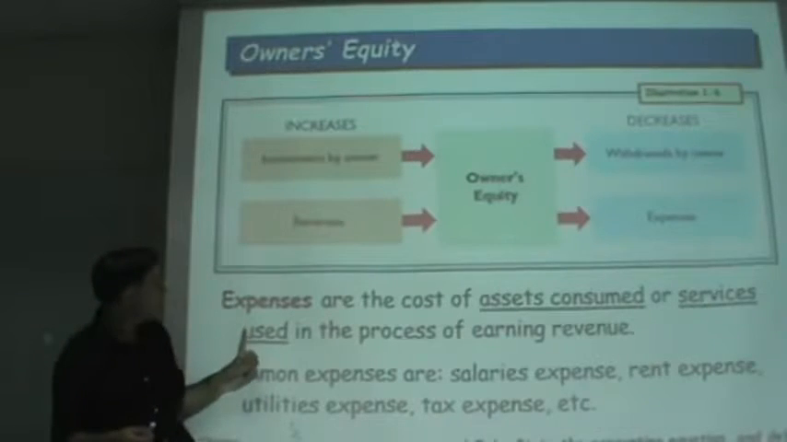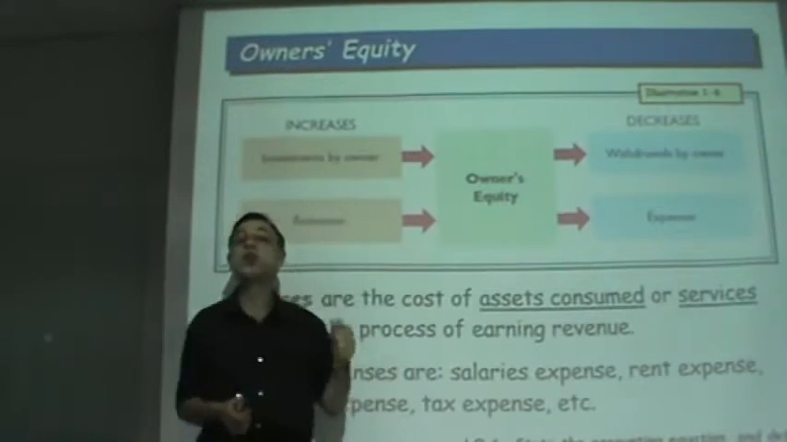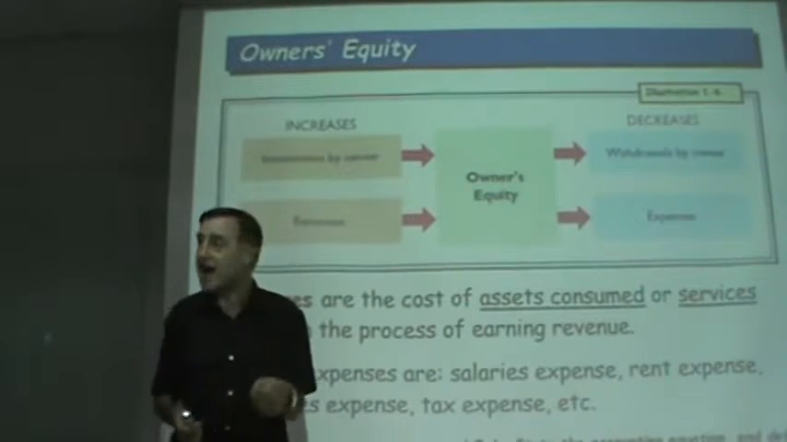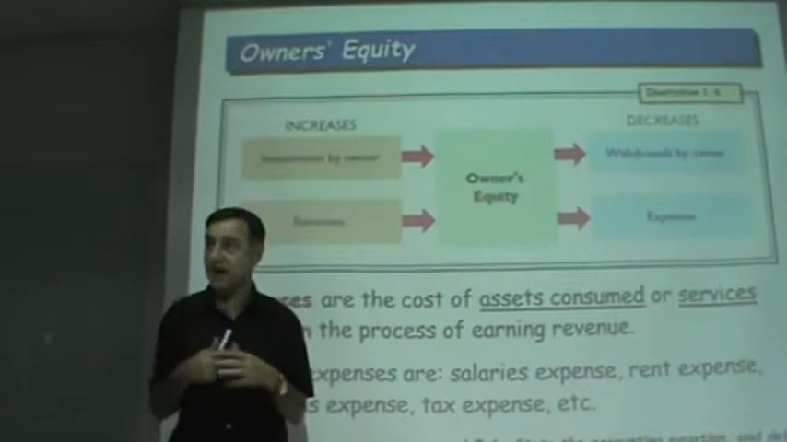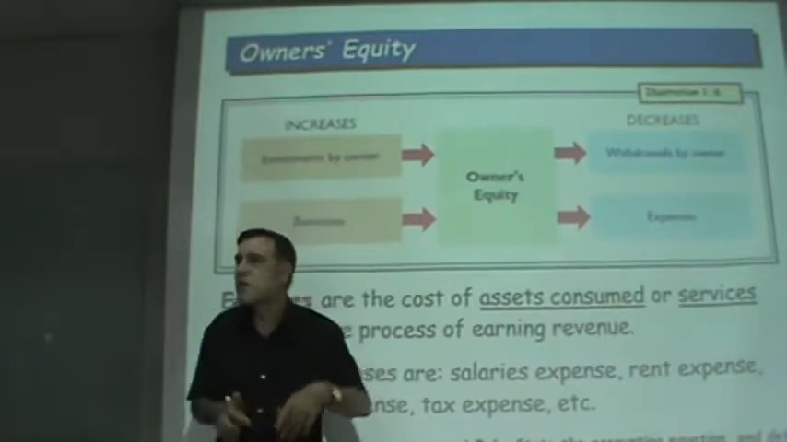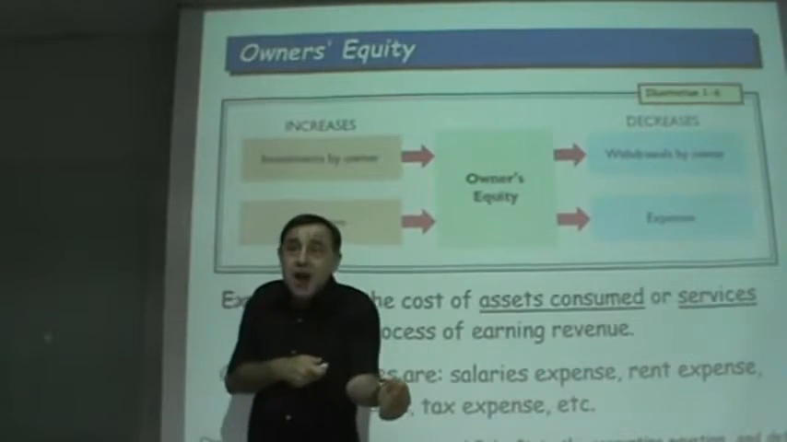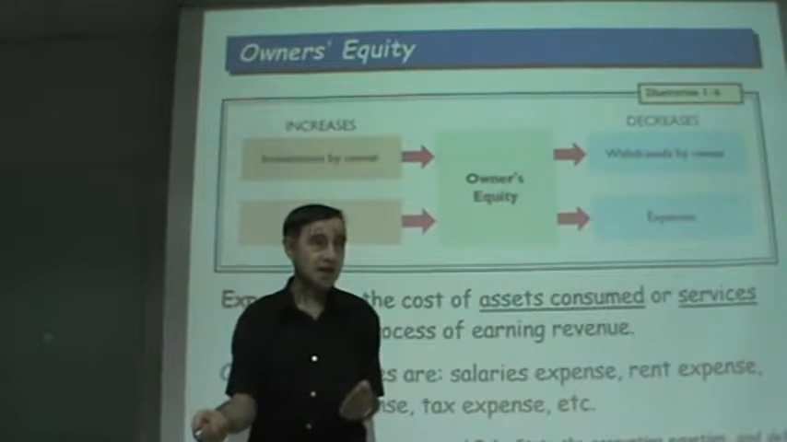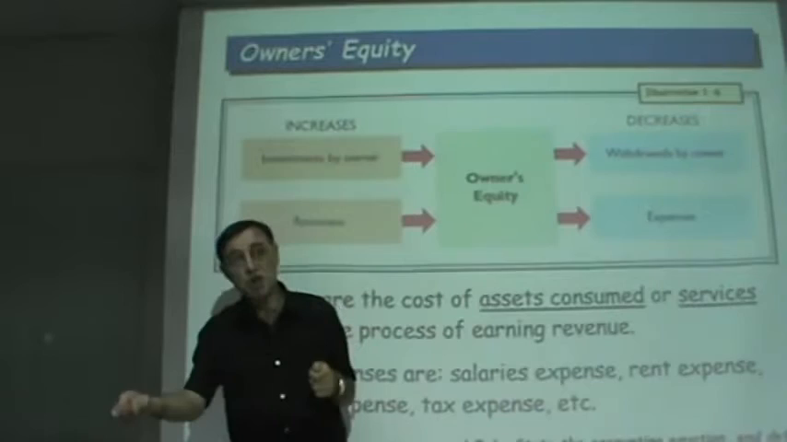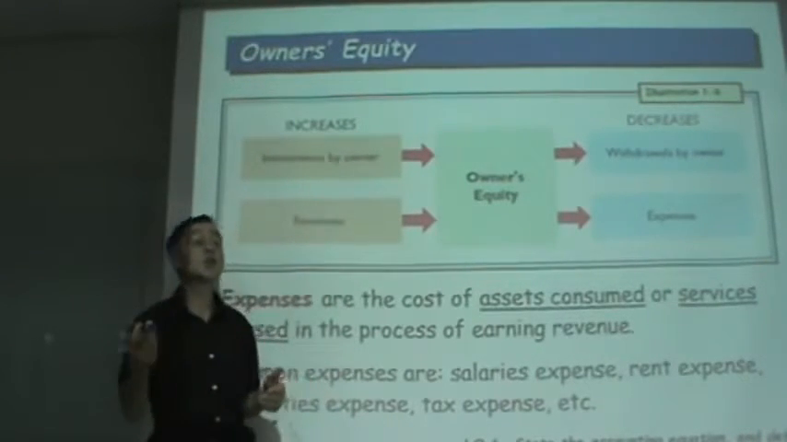Expense is used in the process to make revenue. So, you have to generate revenue. It's got to be spent to make money. This is what is well known in America from hundreds of years ago, where they say you got to spend money to make money. Okay? The spending money is called expense. The making money is called revenue. So you got to spend money to make money.